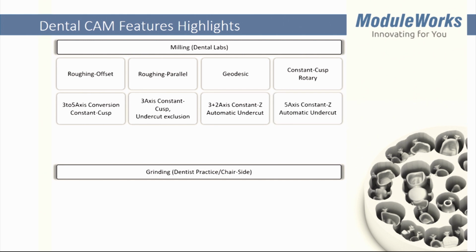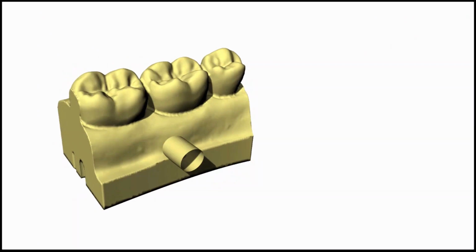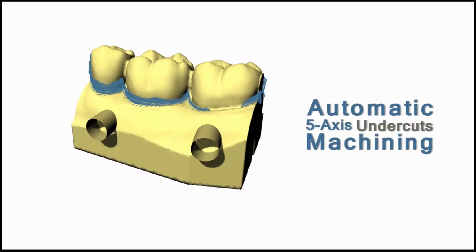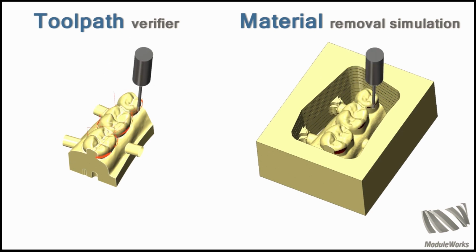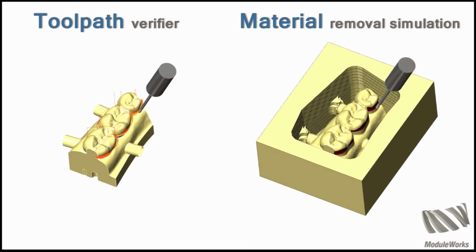5-axis constant Z automatic undercut. Actually, this is also an operation just dedicated for undercut machining, but here the difference is that it's fully 5-axis. So as you can see, the tool is tilting and rotating at the same time.